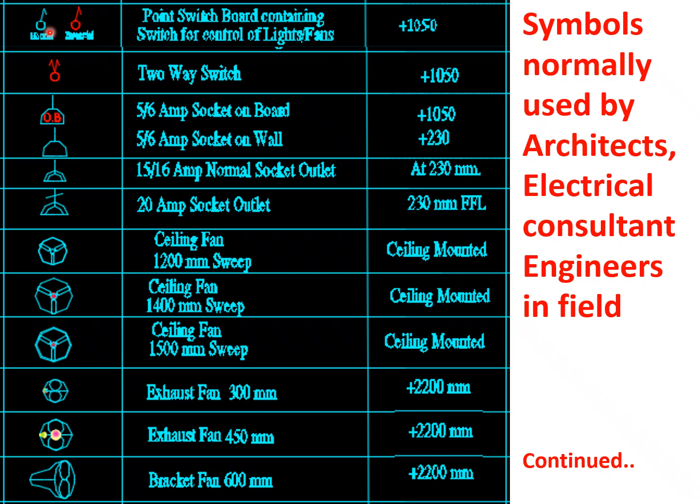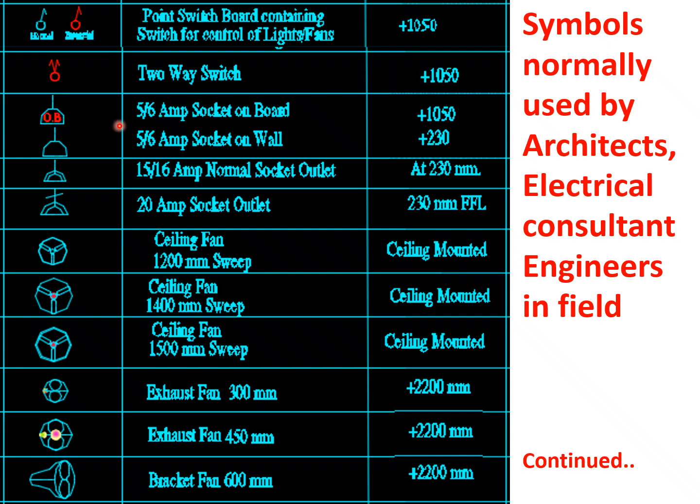The first one is point switchboard containing control of light and fans. This is on normal circuit. This is on emergency circuit. This one is a two-way switch provided mostly in staircase application, and this is mounted at a height of 1.05. That means the bottom of this switchboard has to be at this height.